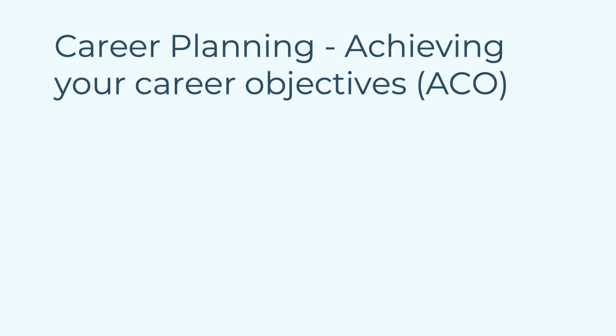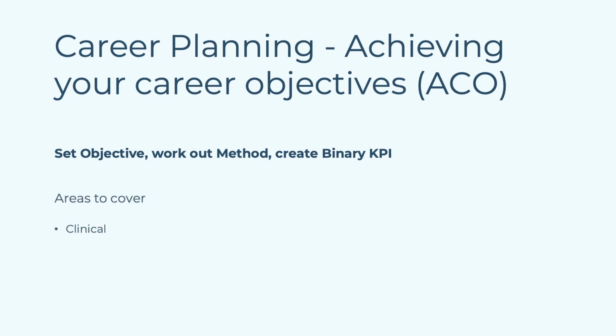So the first column of the sheet was called Set Your Objective. And then we looked at the areas of clinical, commercial, risk, and administration, and we created objectives for each of those. So, for example, just to illustrate the point, setting the objective for clinical would be to improve my management of lower limb injuries. Okay, that's a broad objective, but the way we make it very specific and measurable is we talk about what are the methods you could use to achieve that.